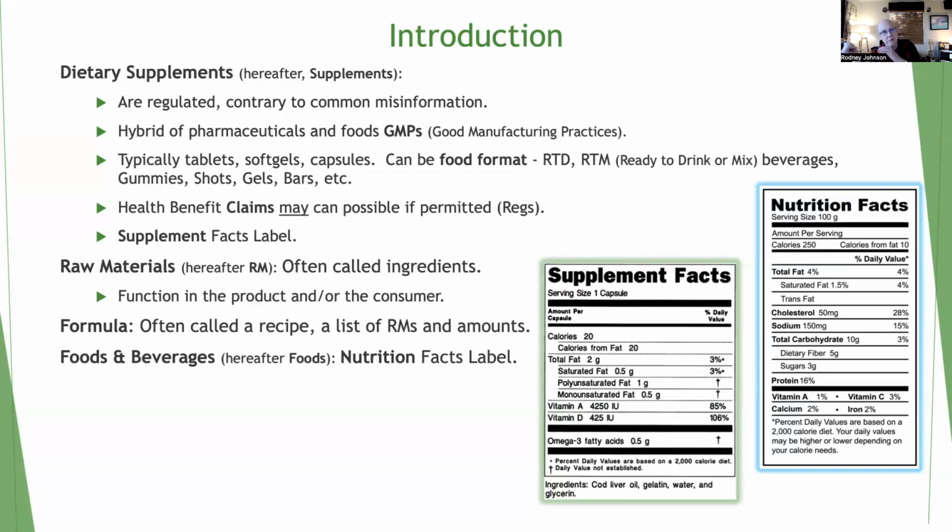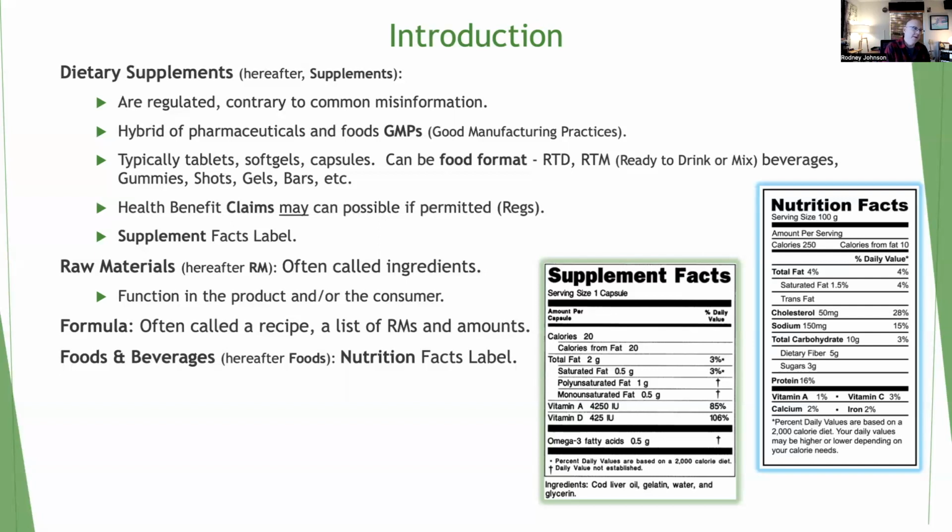Raw materials, I'll call them ingredients, are typically the components of the formula, and they typically have a function not only in the product, for texture or flavor, but in the case of dietary supplements, they work in the person. They may help modulate the immune system or improve cognitive performance. The formula is often called a recipe to the layperson, but it's just a list of the raw materials and the amounts.